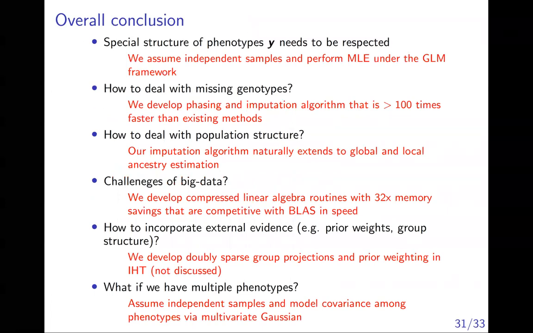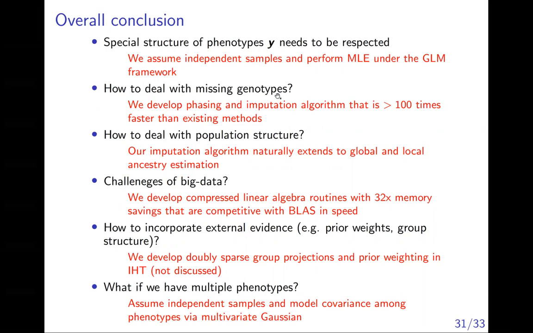So here's the overall conclusion. How did we deal with the special structure of the phenotypes Y? For the univariate case, we assumed independent samples and performed maximum likelihood estimation under generalized linear models. So that's how we respect the structure of Y.